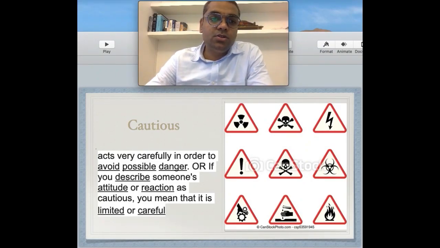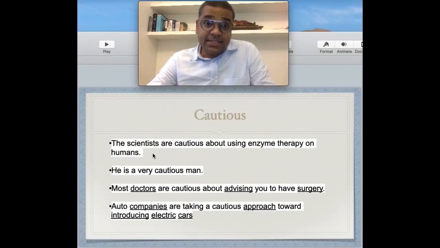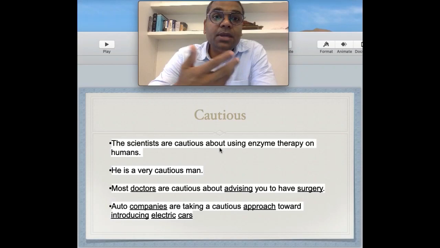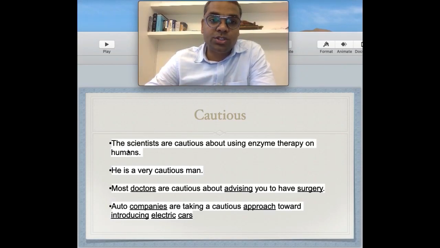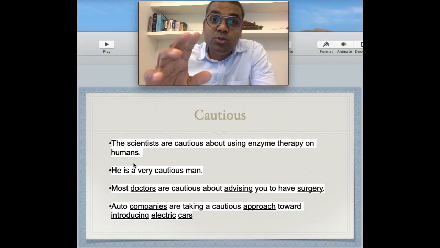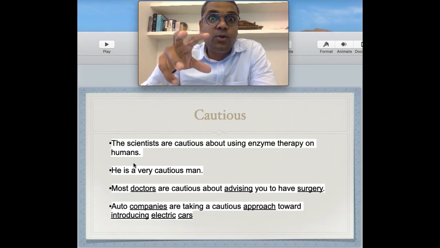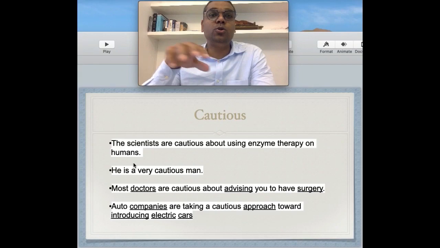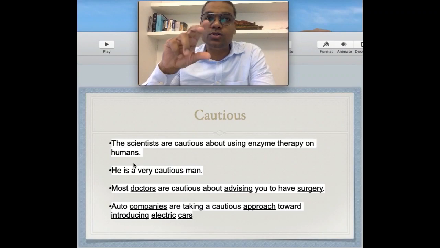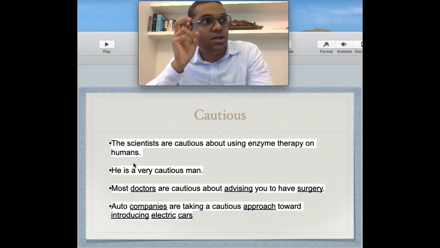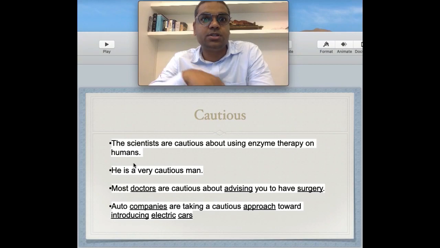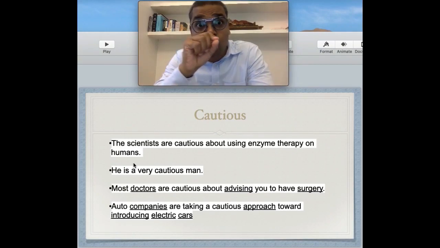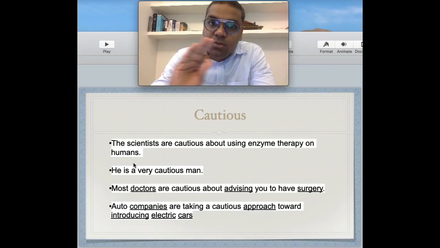So let's go further. If we read some English sentences of cautious, you see the scientists are cautious about using enzyme therapy on humans. Should I use it? Oh my god, if I use it, it may be dangerous. So let me not use it. It's risky, it's dangerous. Should I use? Should I not use? This is what is caution. My god, it may be harmful. Don't do it. Underline, don't do it. Don't take action.